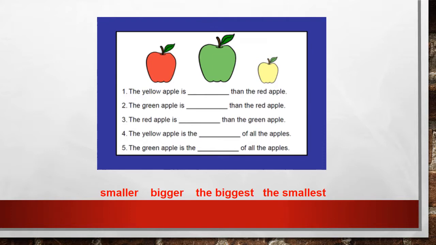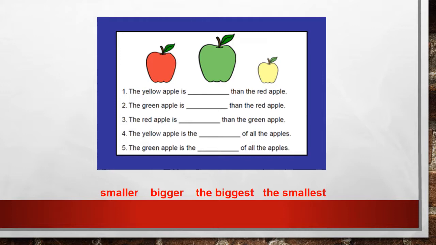Here there is a picture. We have a red apple, a green apple, and a yellow apple. Now let's look at the sentences. Number 1, the yellow apple is ___ than the red apple. So here we compare two things. We compare the yellow apple with the red apple. And the answer is the yellow apple is smaller than the red apple. Number 2, the green apple is bigger than the red apple. Here again we compare two apples. Number 3, the red apple is smaller than the green apple.